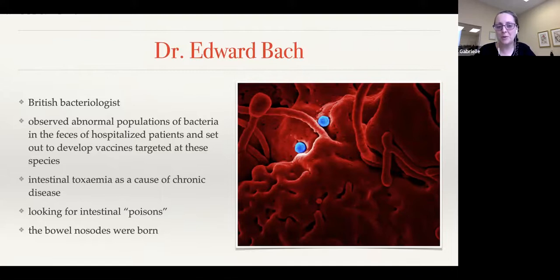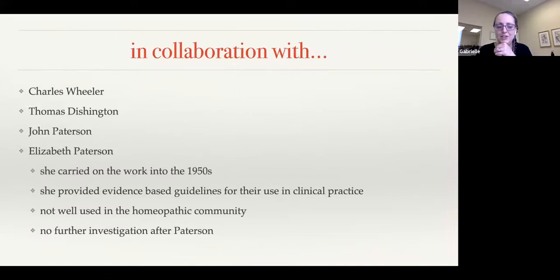He observed abnormal populations of bacteria in the fecal samples of hospitalized patients, and what he understood was that if he isolated those pathogenic bacteria, he could reintroduce them into his patients in the form of vaccines, and it would effectively cure them of their problems. So he saw intestinal toxemia as a cause of chronic disease. He was looking for these intestinal poisons, and this is how bowel nosodes came into being.